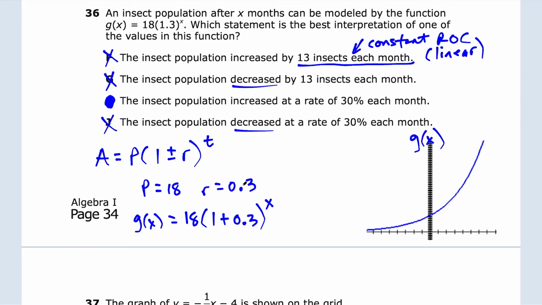And notice when r is equal to 0.3, that's the same thing as 3 over 10, which if I multiply the top and bottom by 10 gives me 30 over 100, which is equal to 30%. So now this answer choice is looking really good because our r value is the rate of increase here. So we are increasing at a rate of 30% each month. So choice H is definitely correct.